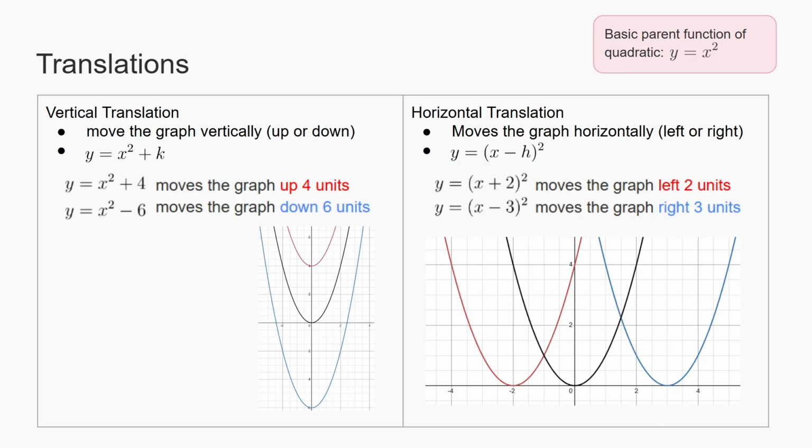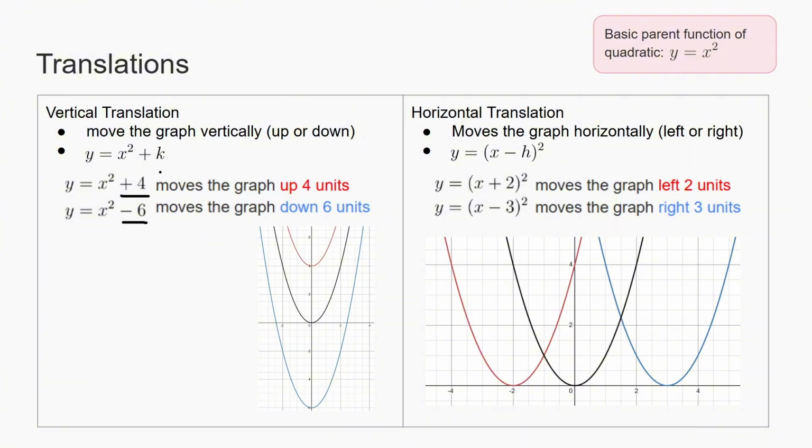Let's start with translations. So we have our parent function, which is y equals x squared, which is displayed in black on both sides. When we have a vertical translation, we're either moving the graph vertically up or down. In this case, y equals x squared is our basic parent. So we have plus 4, which moves the graph up 4 units in this red right here. And we have y equals x squared minus 6, which moves the graph down 6 units.